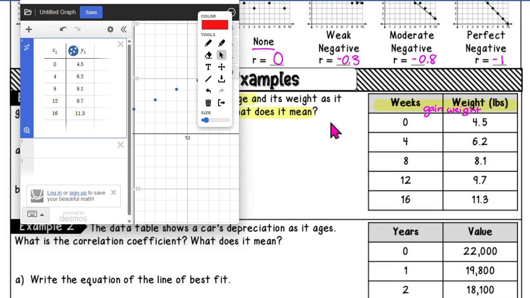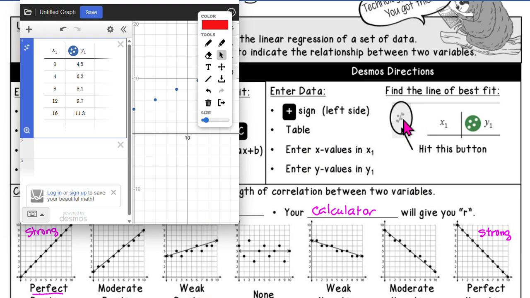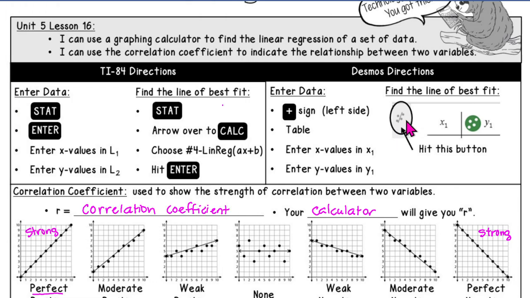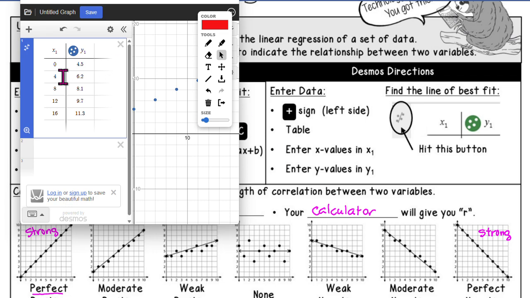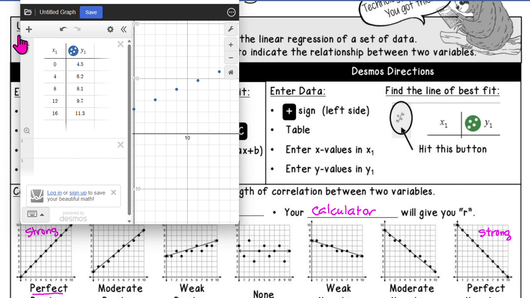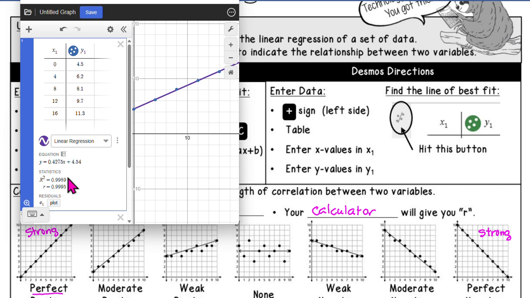Now what? Well, let me just show you over here. Remember, it tells us to use this button. Okay, so we did this. We hit the positive sign, we put in our table, we entered our values. We're going to hit this button here, okay? And it's going to do the magic. Okay, so my button is right here. So we hit that, and we get all this mess.